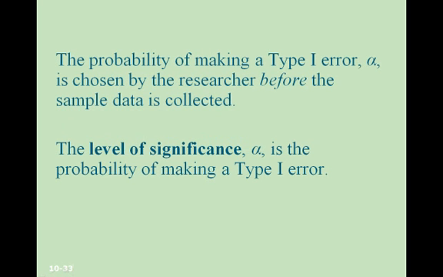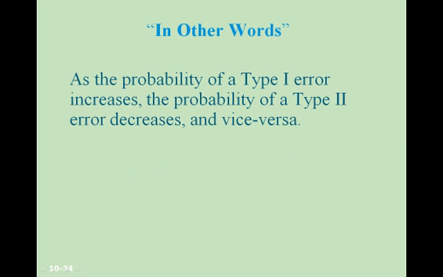The probability of making a type 1 error, alpha, is chosen by the researcher before the sample data is collected. So we call this value alpha the level of significance, which is the probability of making a type 1 error. In other words, as the probability of a type 1 error increases, the probability of a type 2 error decreases, and vice versa.